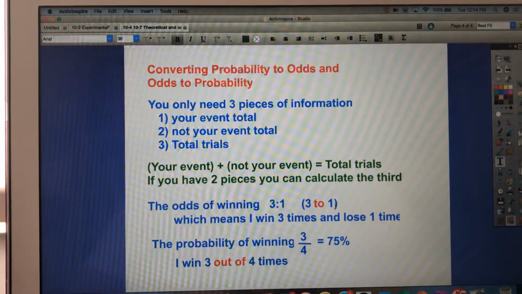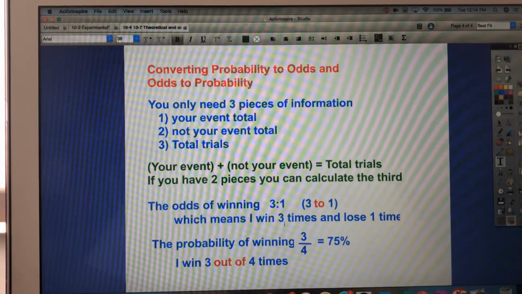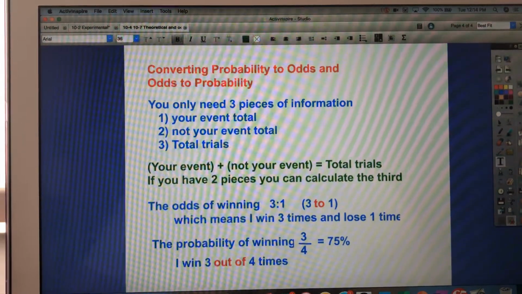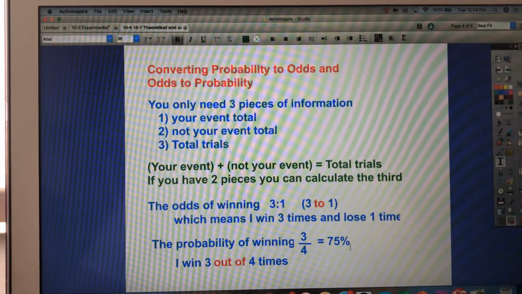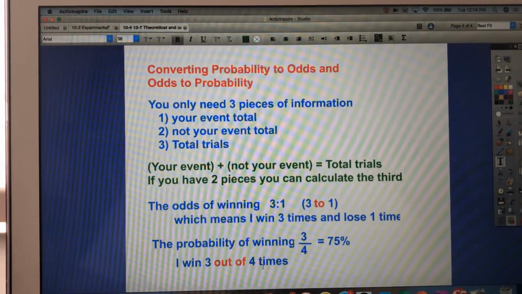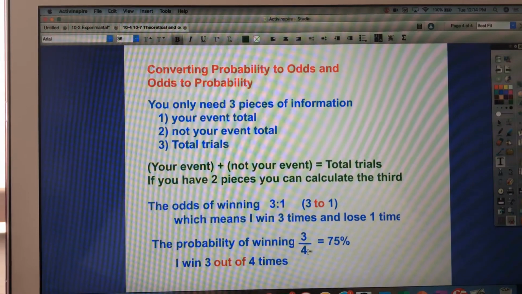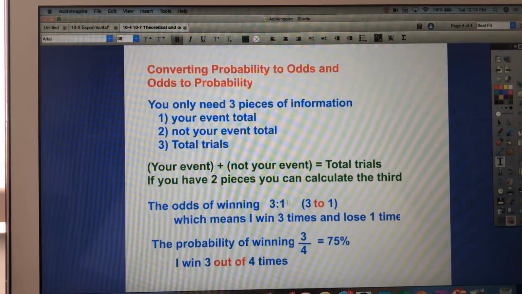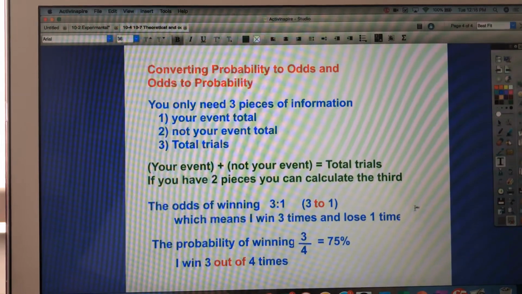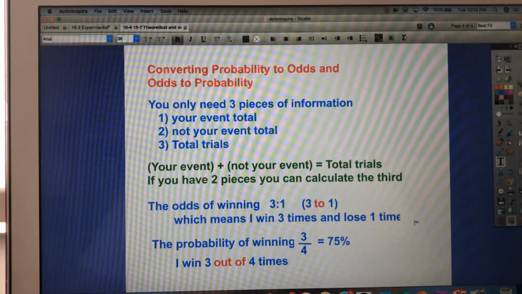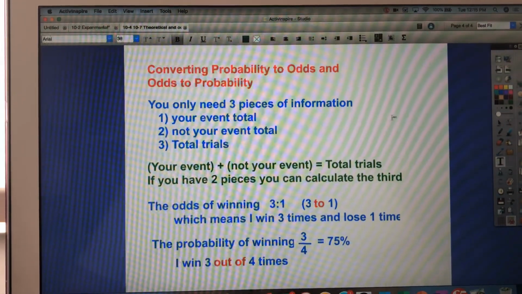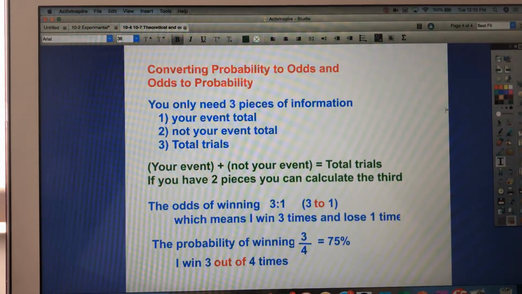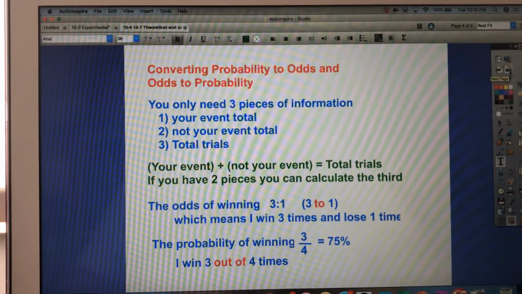The odds of winning are 3 to 1, which means that I win 3 times and I lose 1 time. The probability of winning is 3 out of 4, 75%. I win 3 out of 4 times. Notice that the total is used for probability and the pieces are used for odds. Take your time with this, but boy, is this great information when you're taking a standardized test. You need to remember that odds and probability are 2 separate values.